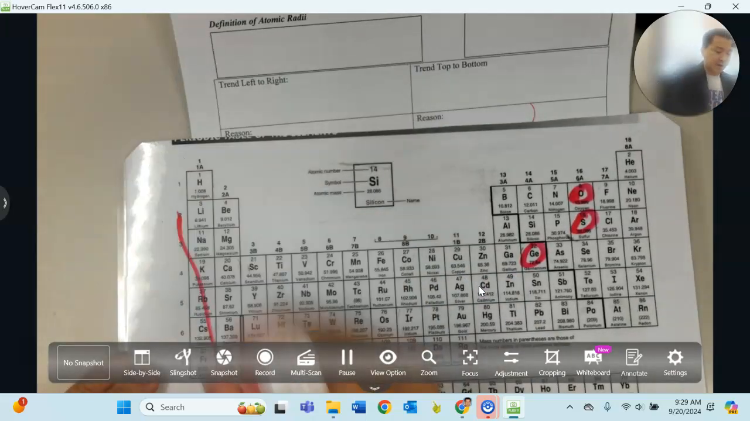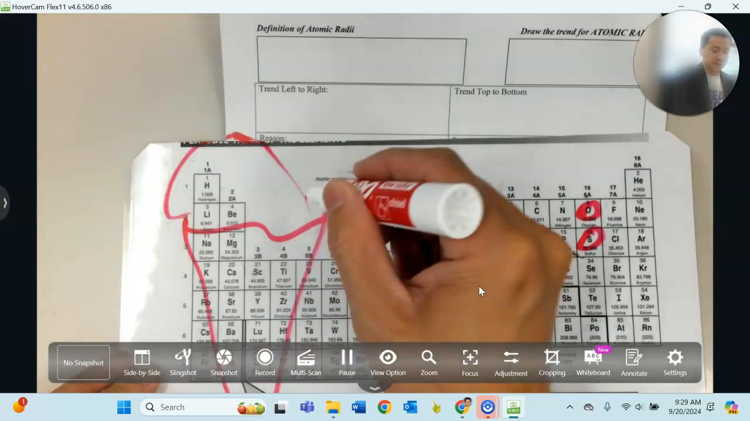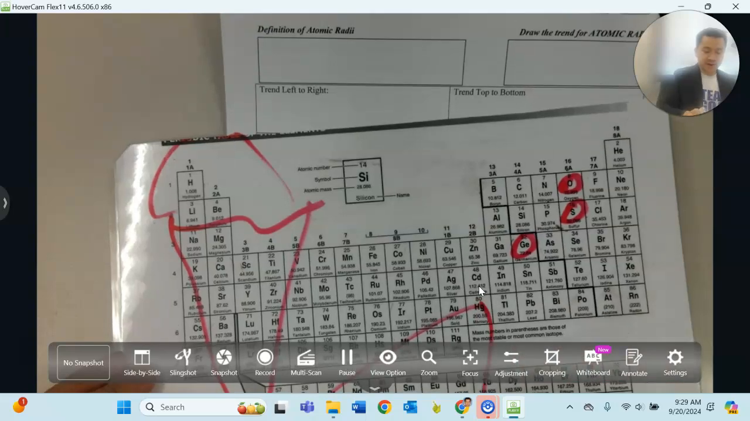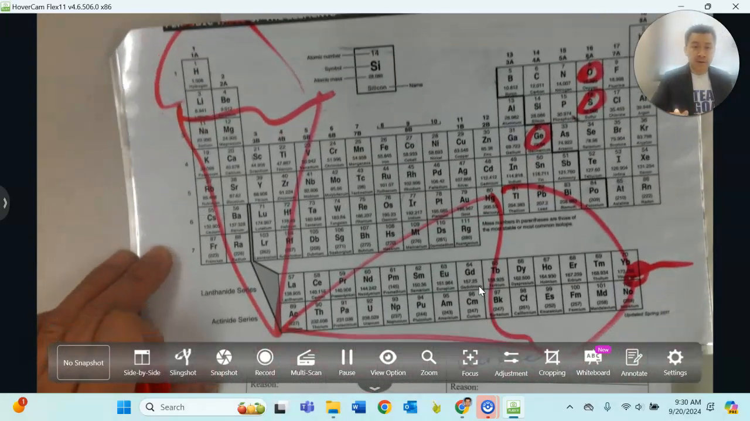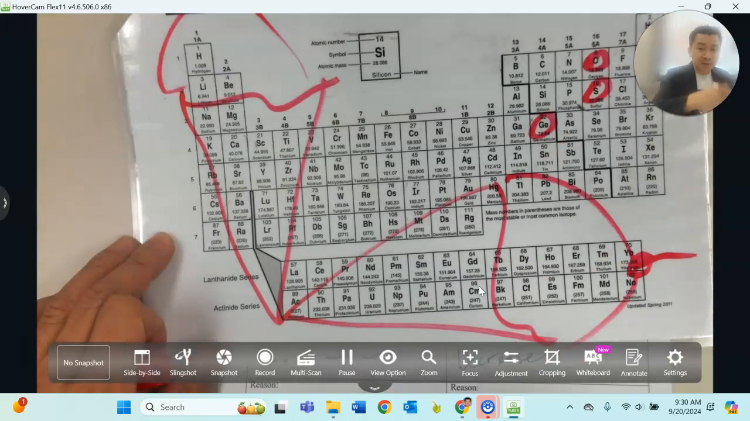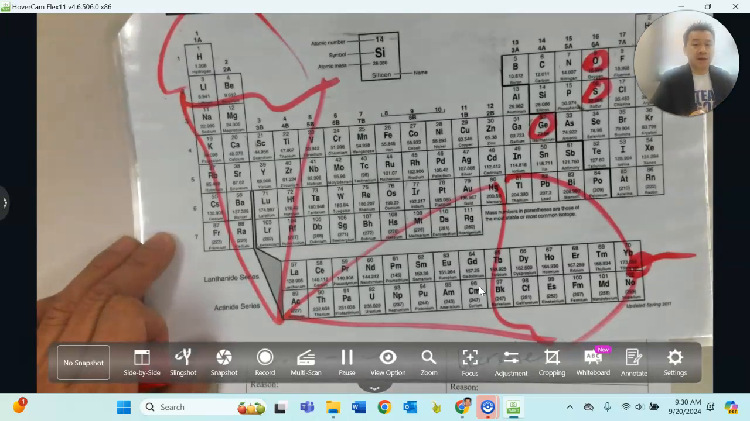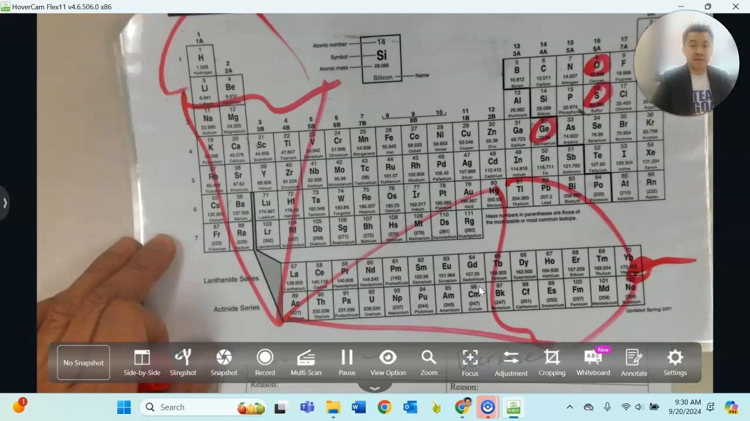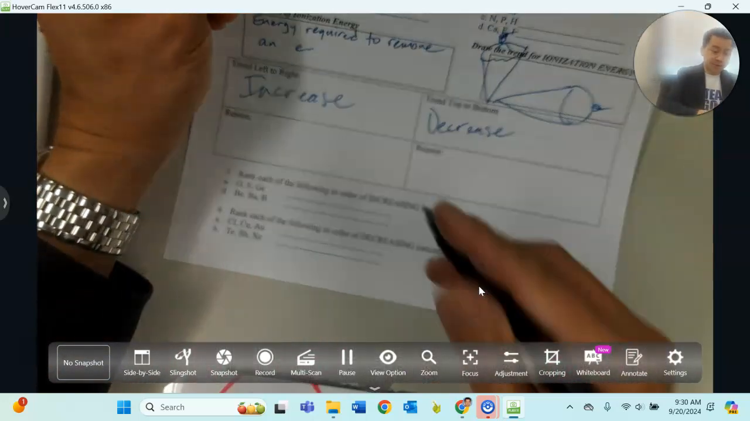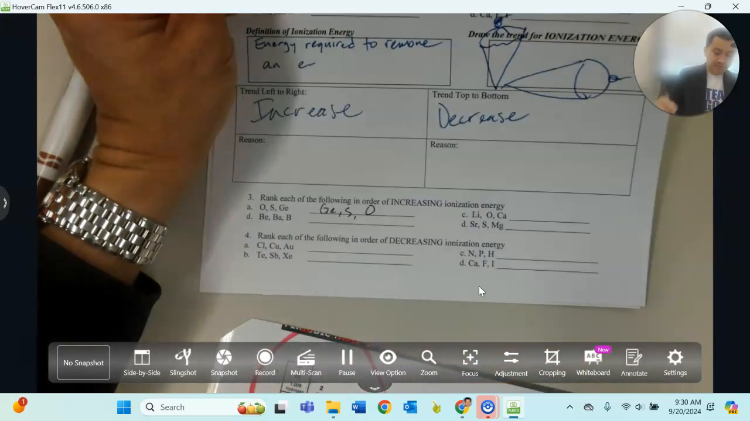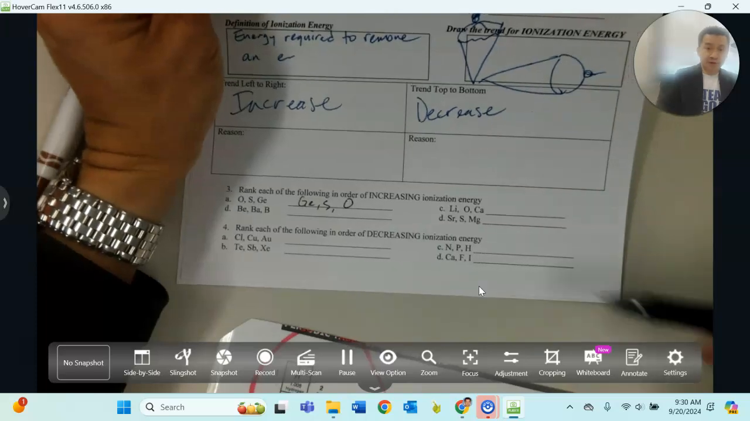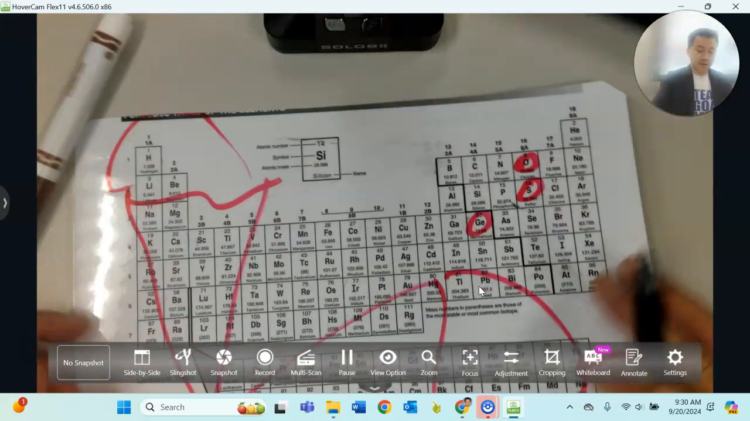Also remember the ice cream cone. Draw the periodic table if you need, and it gives you an idea of the ice cream cone, right? So on the bottom, the lower it is, the lower the ionization energy. So we got Ge, S, and O on that one. So here goes Ge, S, and O. Okay. Moving over here, Li, O, and Ca.